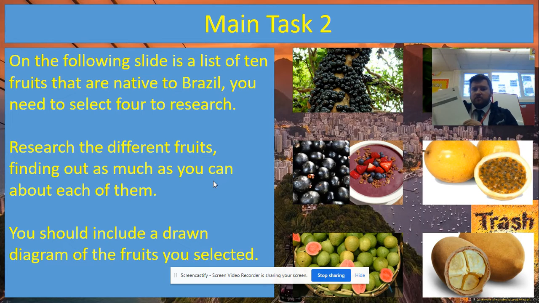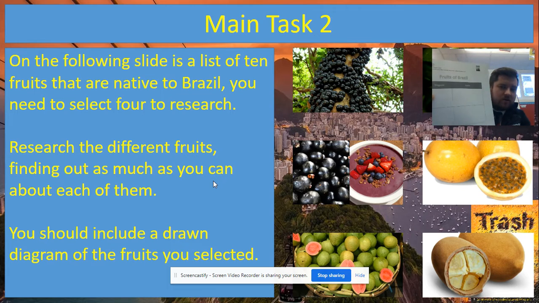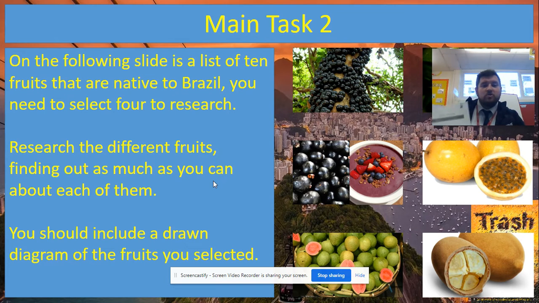Now, on this sheet, it's also in your pack, I want you to write the name of the fruit. In the second box here, where it says diagram, I want you to draw a picture of the fruit as well, a label diagram. And then in the next box along, it says facts. I want you to give as much detail as you can about those fruit, anything you can find out about them.